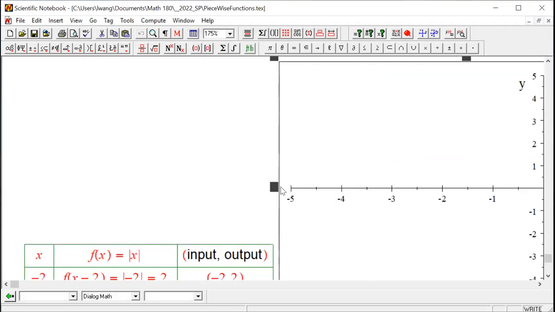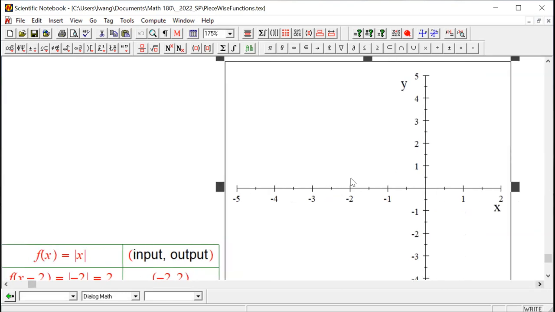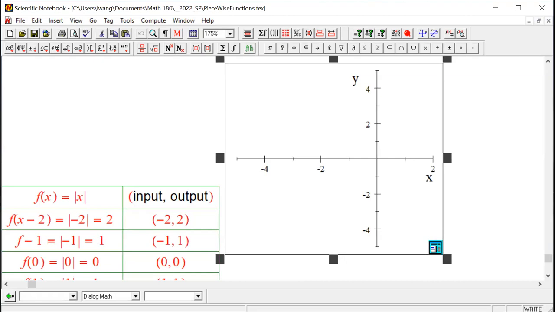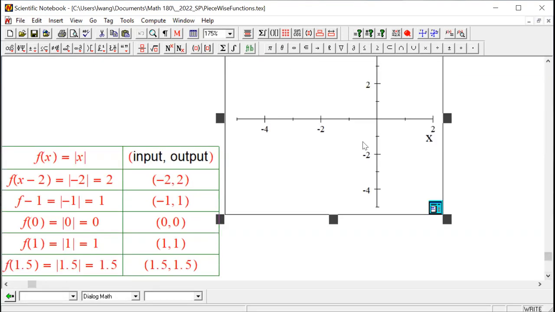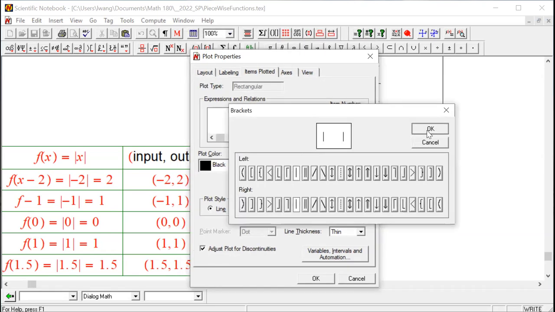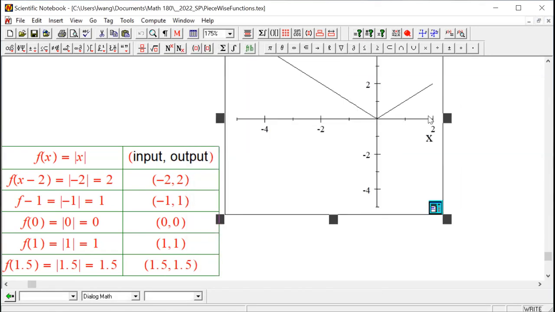There, whoops, and less than 2, right? So on this piece, it's basically absolute value of x. So I'm going to plot that function right here. And there we go. So we should have this picture.